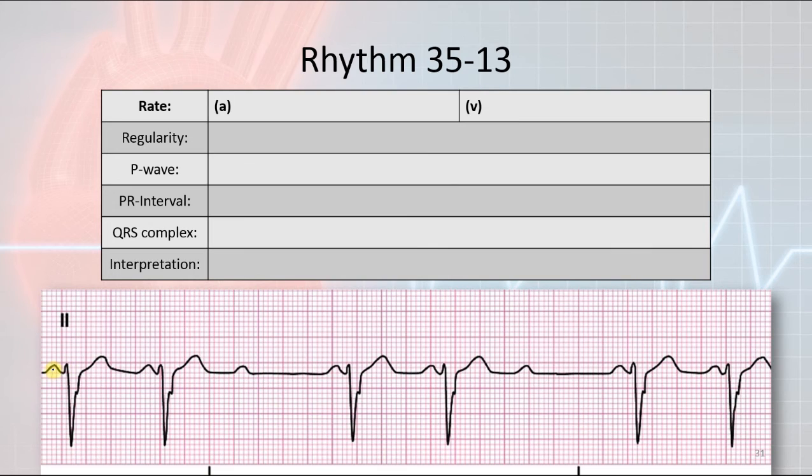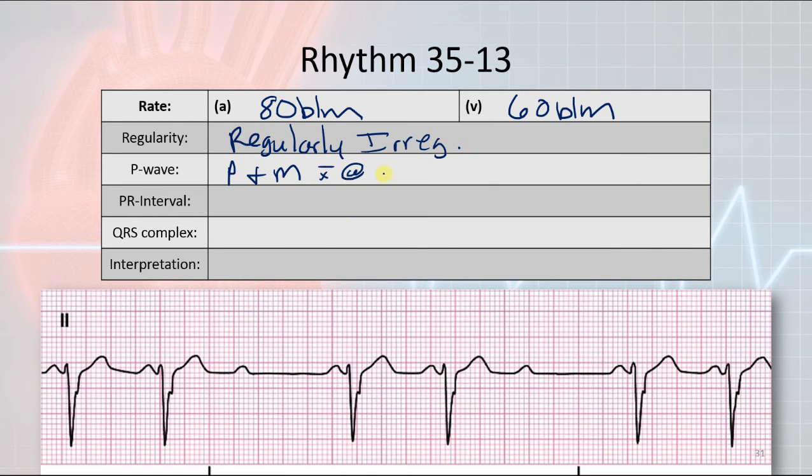On this rhythm here, we have an atrial rate of 1, 2, 3, 4, 5, 6, 7, 8. Ventricular rate, 1, 2, 3, 4, 5, 6. Regularity, this is fun because now this has 2 beats, a space, 2 beats, a space, 2 beats, so we could call this regularly irregular. P waves, they are present and they are married, except at the blocks. PR interval is going to be consistent except where the block is.